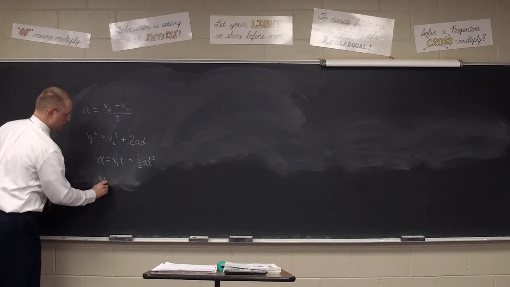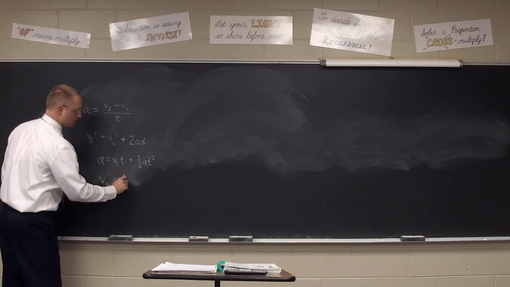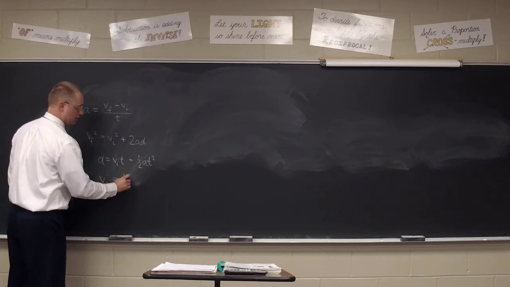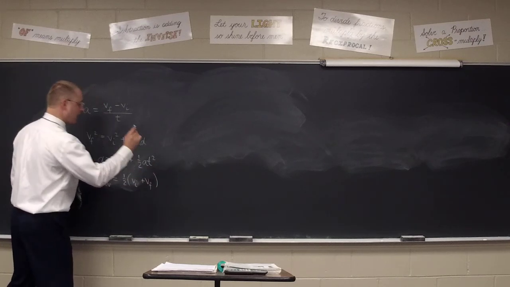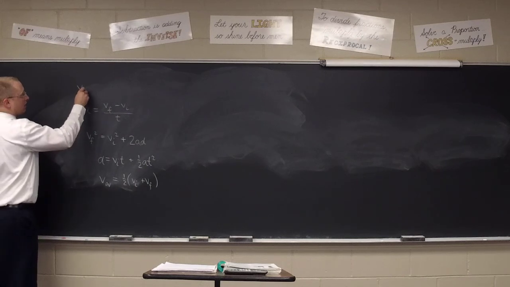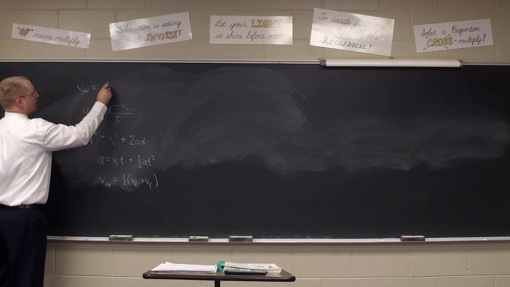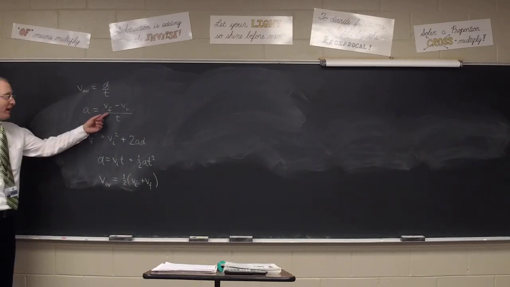V sub AV equals 1/2 times V sub I plus V sub F. All right, and then the only one that's not up here yet, Audrey. V sub AV equals D over T. There we go. Where class, the V's all stand for velocity, whether it's final, initial, or average.